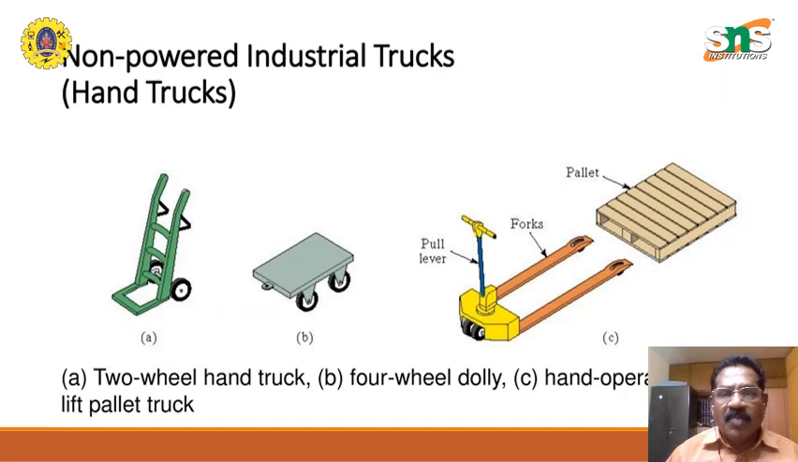Now, the non-powered industrial trucks are shown here, whether it's a two-wheel hand truck, a four-wheel dolly, or a hand-operated fork lift or pallet truck. The pallet is a standard platform on which the material can be placed, and then it can be lifted using the pallet fork. This is manually operated. It is more of hydraulic, but the operation is done manually. It can lift up the pallet on which the material is placed.